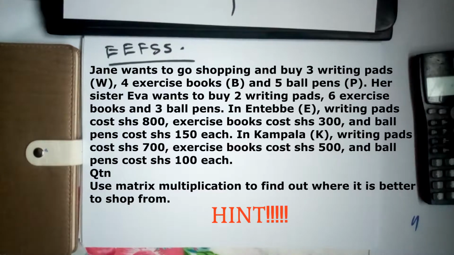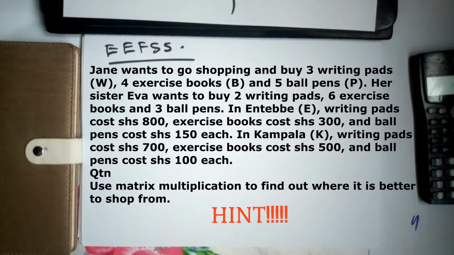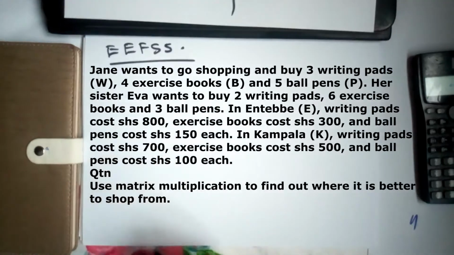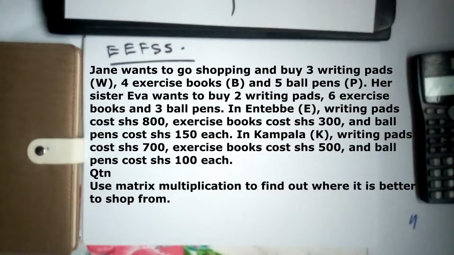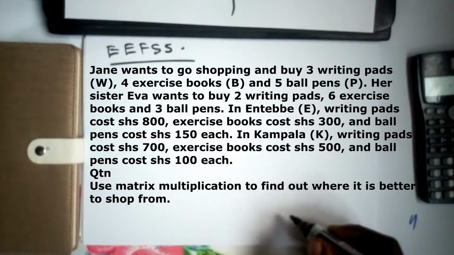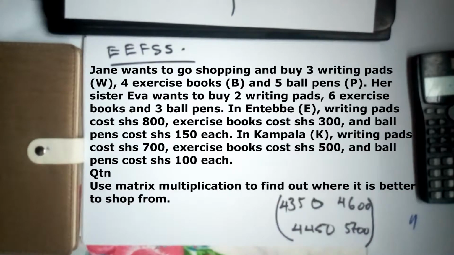And then after that, you can determine where Entebbe is and where Kampala is. Then you decide, is the price for Entebbe cheaper than that of Kampala? You will decide that. The answer you are going to get after multiplying the matrices is this.